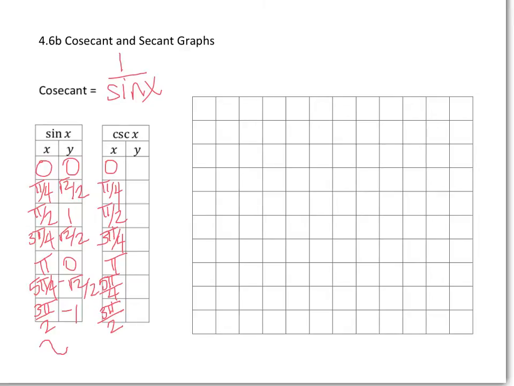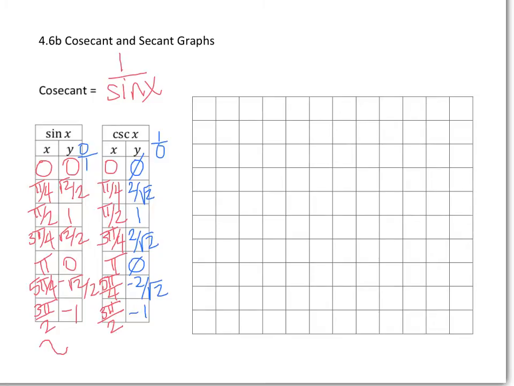So when you flip 0 over, this is 0 over 1. You flip it over, you get 1 over 0, which is undefined. And like tangent, we're going to put an asymptote there. Okay, flip pi over 4 over, you're going to get 2 over radical 2. Flip 1 over, you still get 1. Flip that over, you get 2 over radical 2. Undefined, negative 2 over radical 2, and negative 1.